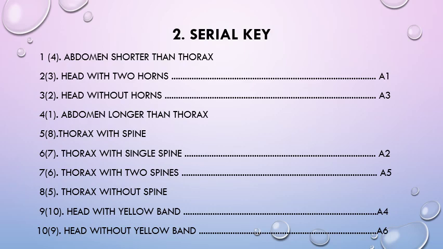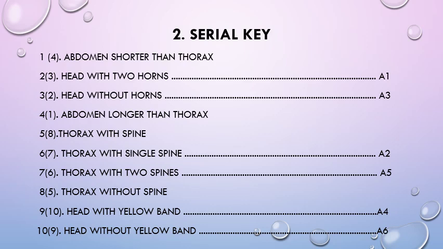Number 5 is categorized into two possible options, meaning one couplet, that is on number 6: thorax with single spine and thorax with two spines. If there is a single spine, then it belongs to species A2, and in the case of two spines it belongs to species A5. Here you can see that with number 6, number 7 is written, and with number 7, number 6 is written. It means that these both link to each other and it's one couplet.